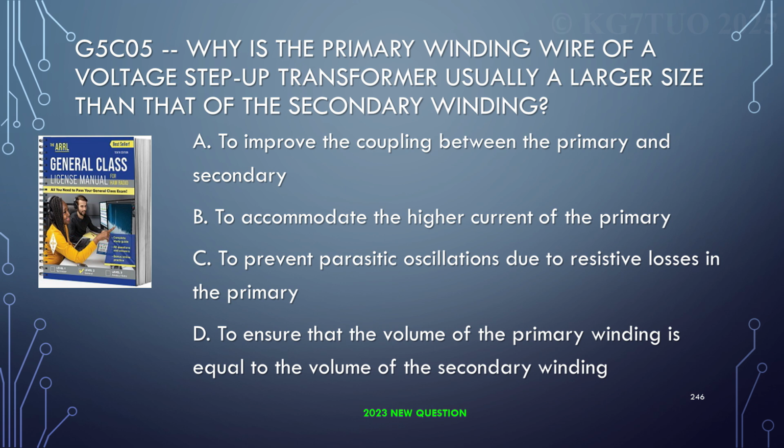Why is the primary winding wire of a voltage step-up transformer usually... So what's the answer? Bravo. Bravo, to accommodate the higher current of the primary.